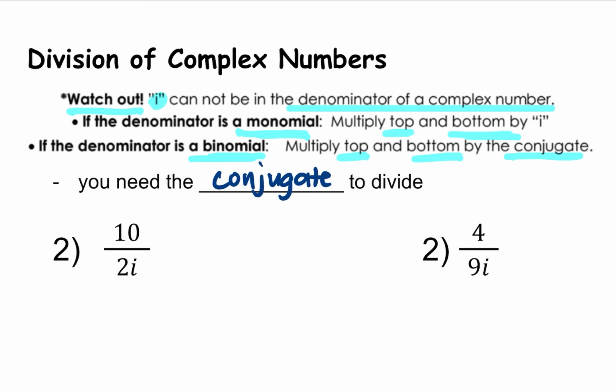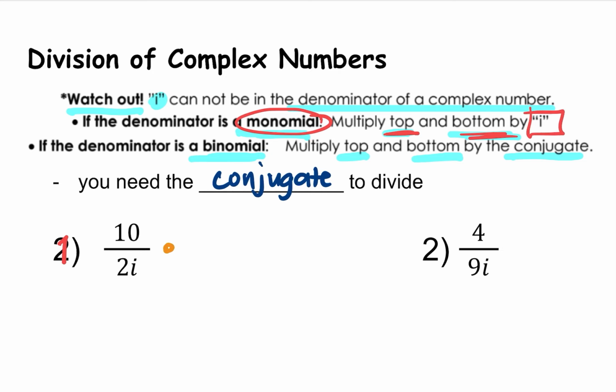And by the way, this is number one. The denominator is a monomial. There is no operation, no plus, no minus. So it is a monomial, and it contains I. We want to get rid of I in the denominator. What do we do? We multiply the numerator and denominator by I. And that's what we are going to do right now.